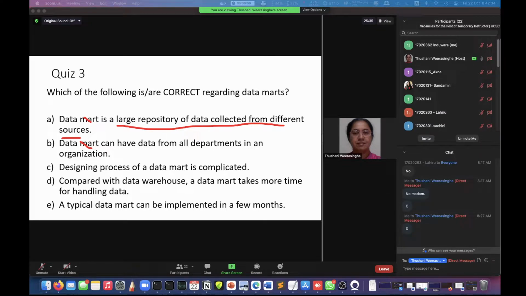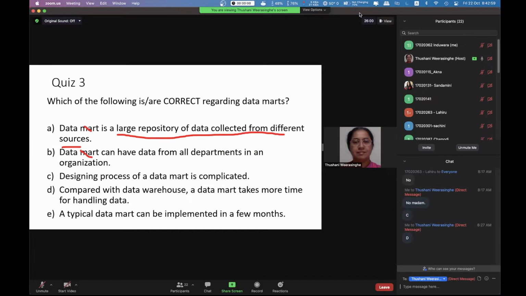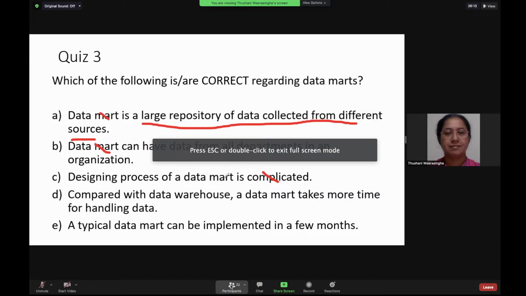No, this is not. Why? Because the data mart is a simple database. It's just a simple database. You know how to design a database. It's very simple now. For a department, it's very simple. You just consider only a department because I told you earlier that data mart is connected to a department. So then designing a data mart is very simple. Okay, so it's not a complicated process. So this is also not correct. This is referring to data warehouse. And so this is a quality of a data warehouse, not a data mart.